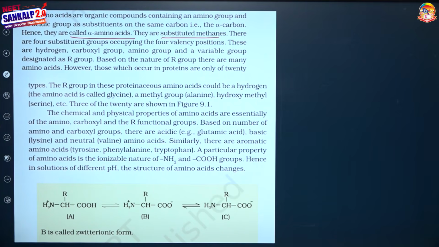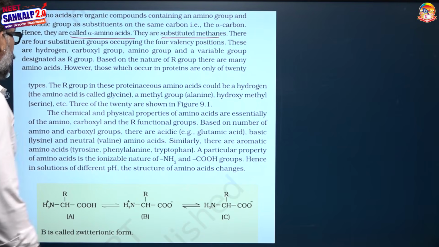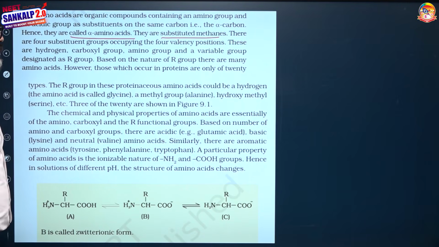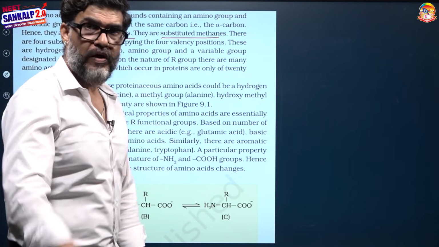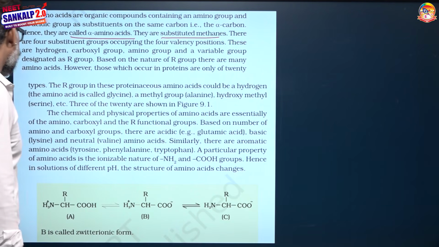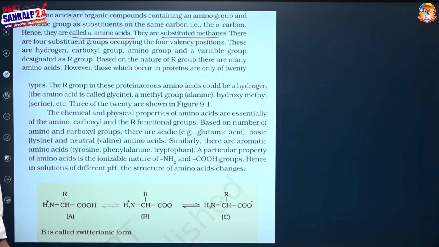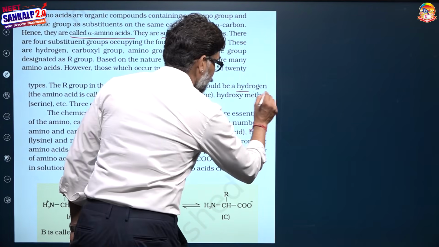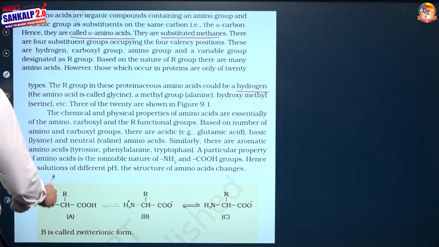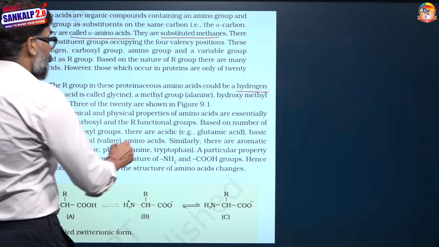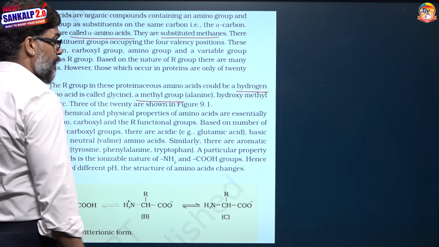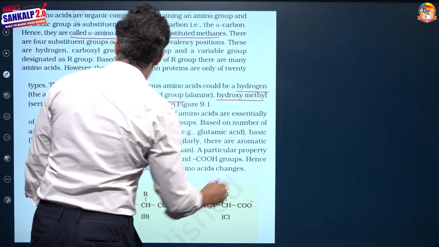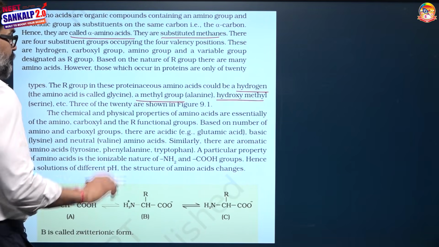Based on the nature of the R group, there are many amino acids. However, those which occur in proteins are only of 20 types, meaning 20 types of amino acids forming the protein. The R group of these proteinaceous amino acids may be in the form of hydrogen, or a methyl group, or a hydroxymethyl group, or it may be other.